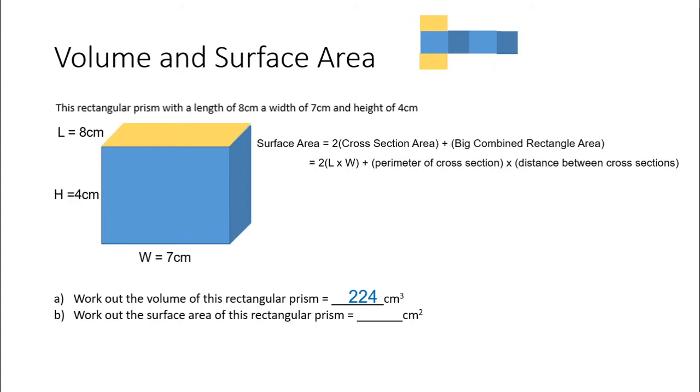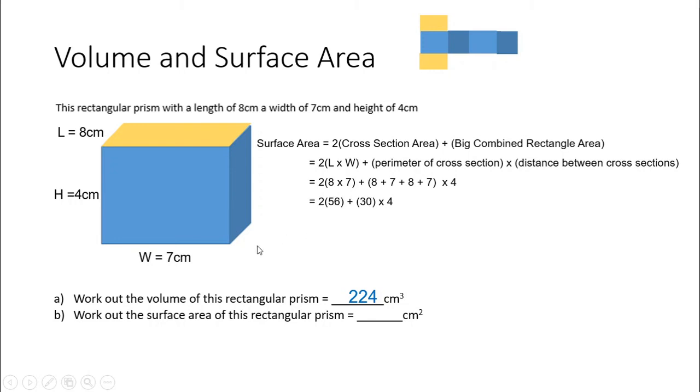2 times the area of that yellow rectangle is going to be 2 times, remember this is 8 and this is 7, so 2 times length times width is 2 times 8 times 7, plus the perimeter of the cross section, so 8 plus 7 plus 8 plus 7. That's the full length of that big combined blue rectangle I've got there, multiplied by, what's this length here? Look on the folded up rectangular prism, this is 4. So 8 plus 7 plus 8 plus 7 times 4, that's the area of the big blue rectangle.